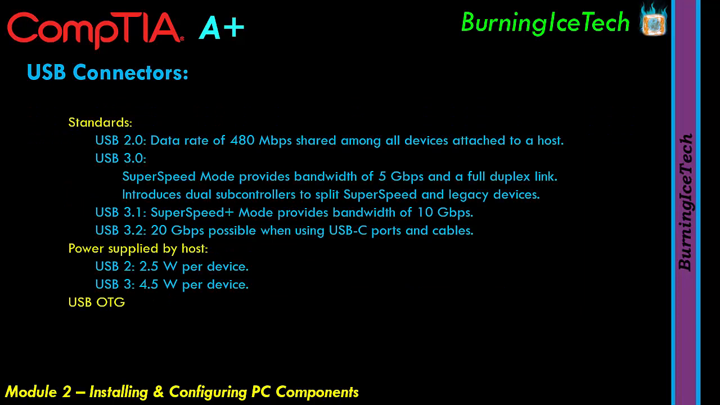So let's get a little bit technical with the USB connectors. As you guys can see there, USB 2.0 has a data rate of 480 megabytes shared among all devices attached to a host. So that's probably one of the most common USB ports today, although 3.0 is fast approaching that. There's absolutely no mention in this course of the 1.1.